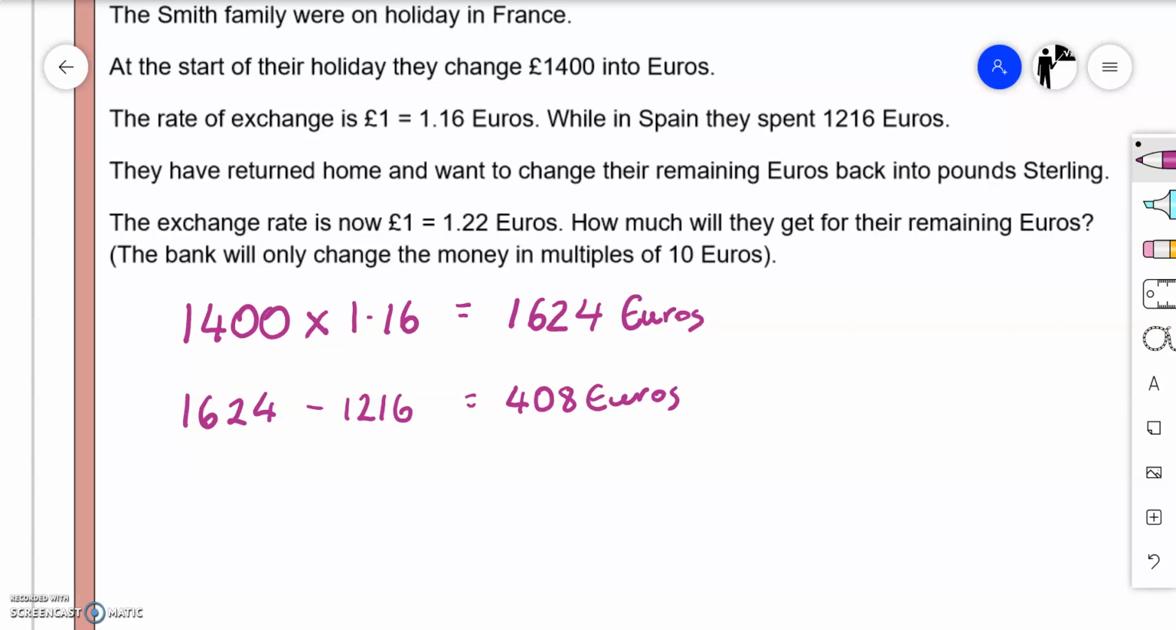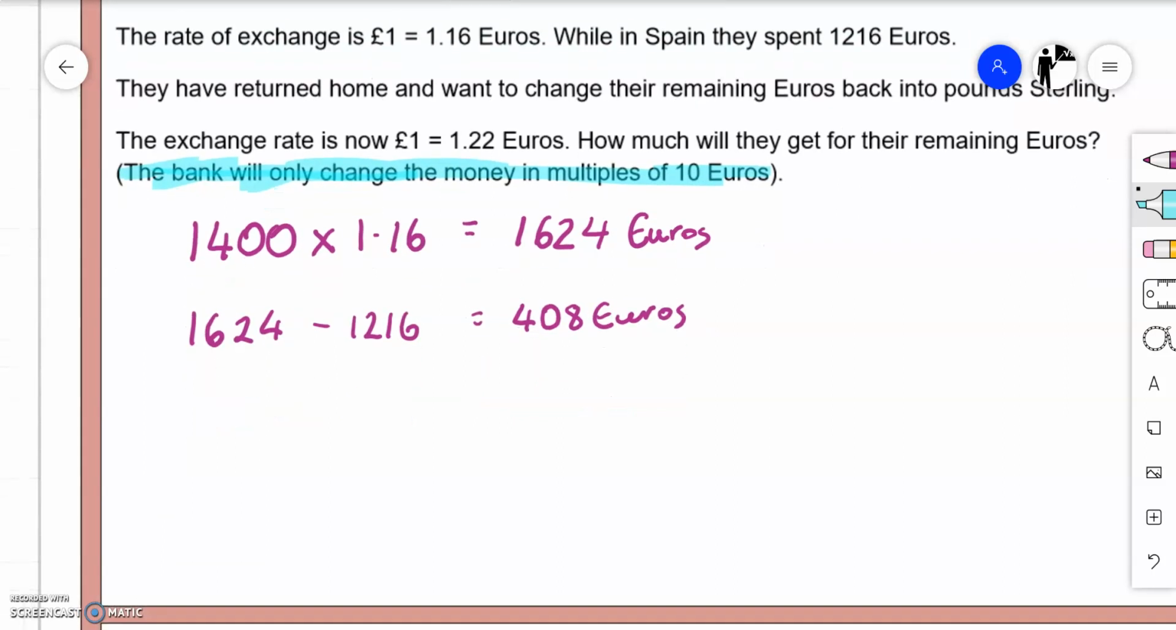They've returned home and wanted to change their euros back into pounds sterling. The exchange rate is now £1 is equal to 1.22 euros. How much will they get for the remaining euros? The bank will only change money in multiples of 10 euros. So the bank can only accept 10, 20, 30, 40, 50, 60, 70, 80, 90, etc. So although they have 408 euros, the bank can only accept 400 of those euros because 400 is a multiple of 10. They couldn't change 410 euros because they don't have that much. So they're going to have to essentially lose 8 euros here. So they can change 400 euros.